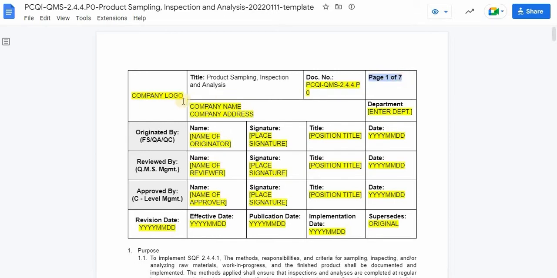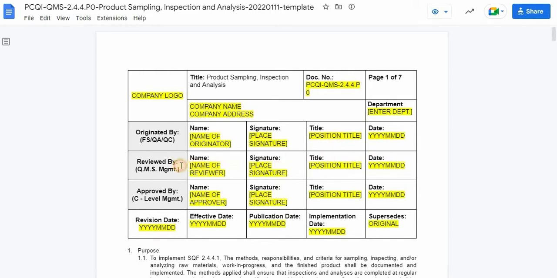Then insert the company logo here, together with the company name, the company address, and enter the designated department. For the originated by section, it can be the food safety, quality assurance, or the quality control personnel of the company. The originator ensures the implementation of the quality management and document control system. Enter the name of the originator, affix the signature, input the position title, and the date originated.